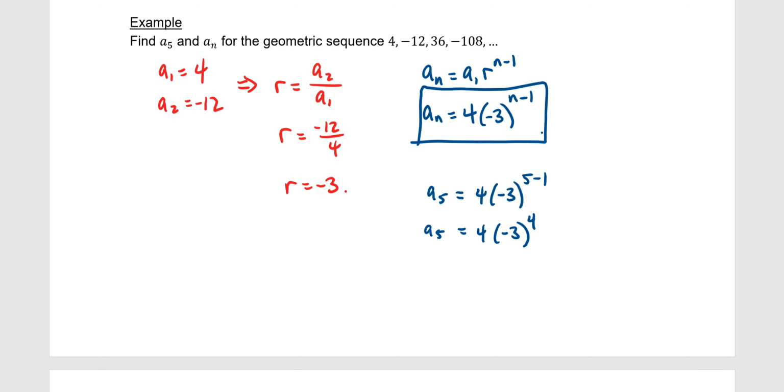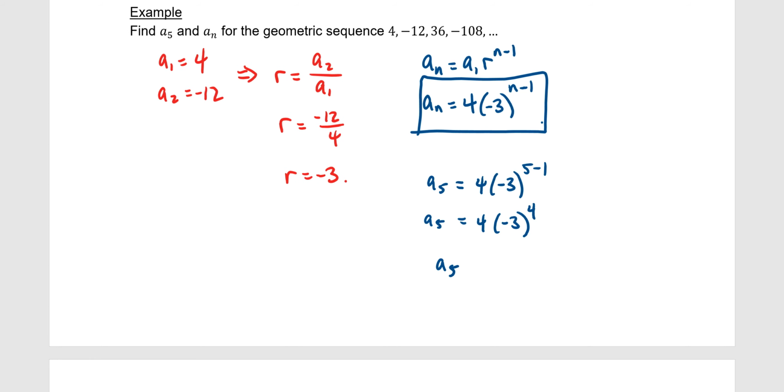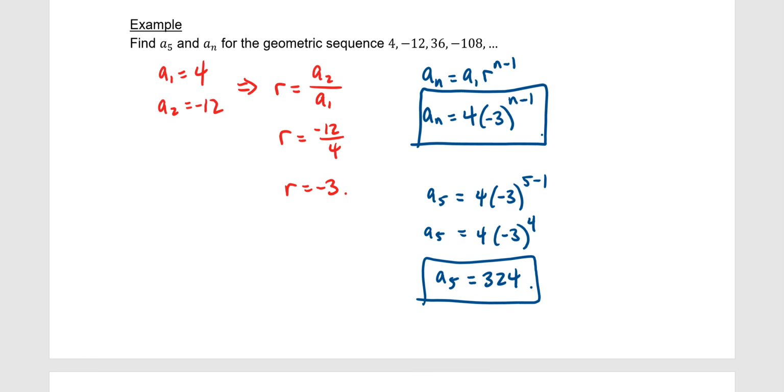Multiply this out, and we should end up getting a sub 5 is 324. So that's going to be the 5th term. What we also could have done is recognize that we have 4 terms already, so we can just multiply the 4th term by the common ratio of negative 3. Negative 108 times negative 3 is also 324.